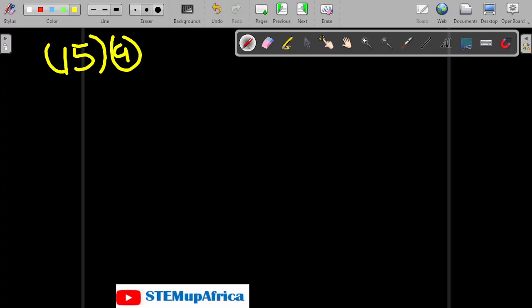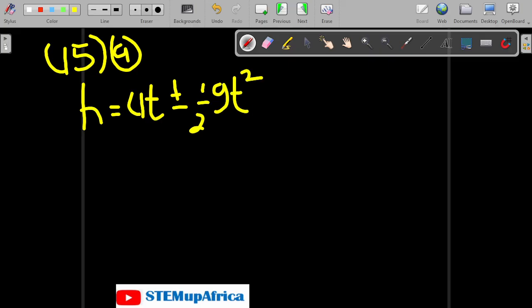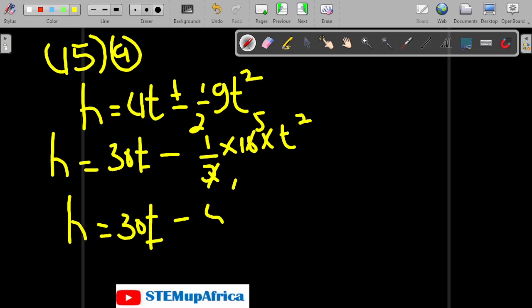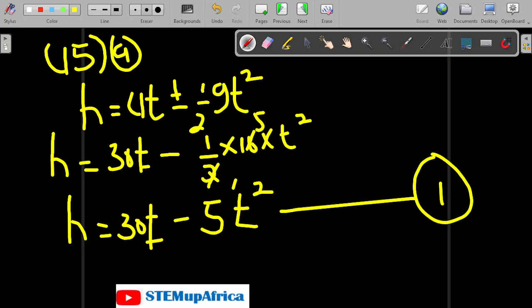So let's do that. Question 15a. We know motion under gravity, we don't have the time. What we have is height. So I'm having h as ut plus or minus half gt squared. So depending on the condition, we determine whether we are using plus or minus. So for the first case now, we are using negative. Initial velocity is 30. I'm having 30t minus 1 over 2, g is always 10, times t squared. 2 here 1, 2 here is 5. So my h is now 30t minus 5t squared. Let's take this as equation 1.